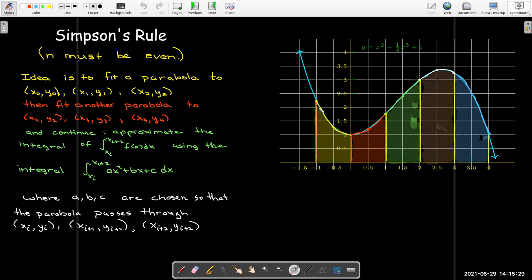So now I'd like to find a formula for this calculation. So the idea is to replace the height with a parabolic curve and then calculate the integral under that parabola and use that as an approximation for the area under the curve, and do that for every pair of subintervals.